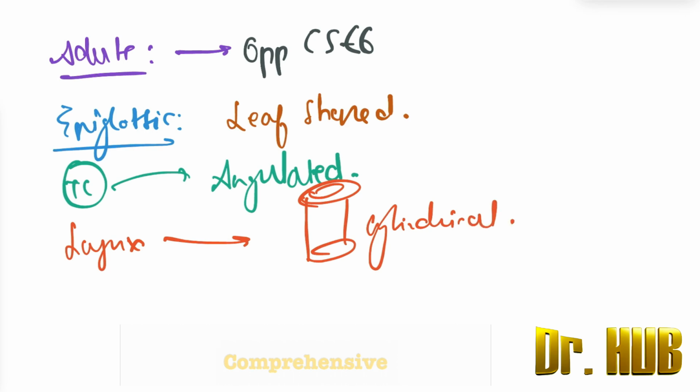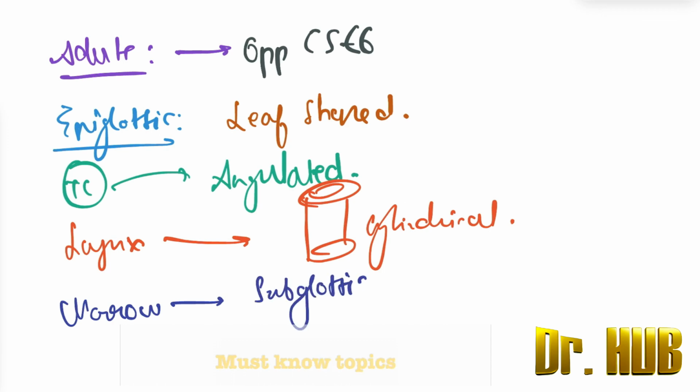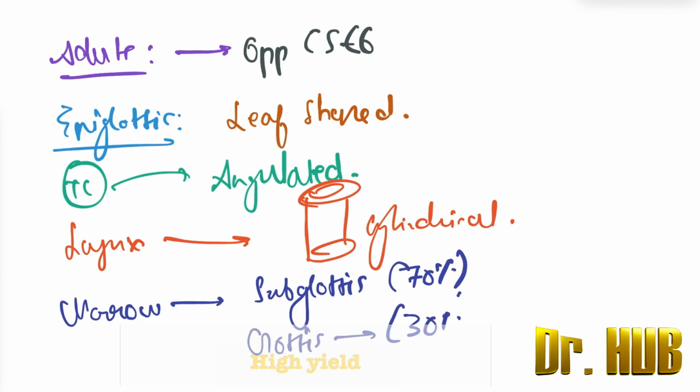So what about the narrow part? Looking at the narrow part, the narrowest part will be the subglottis. The subglottis is about 70%, and then comes the glottis. The glottis will be about 30%.